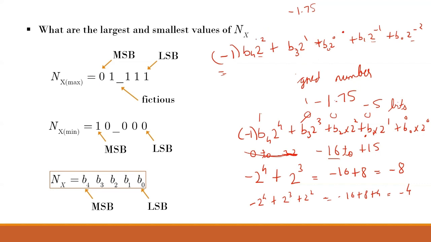So let me tell. It will actually be 1, 1, and 1, so this will be 0, 0. So it will be minus 4 plus 2. That comes out to be minus 2, plus 2 raised to minus 2, which is 0.25. So it comes out to be minus 2 plus 0.25, so it is minus 1.75.